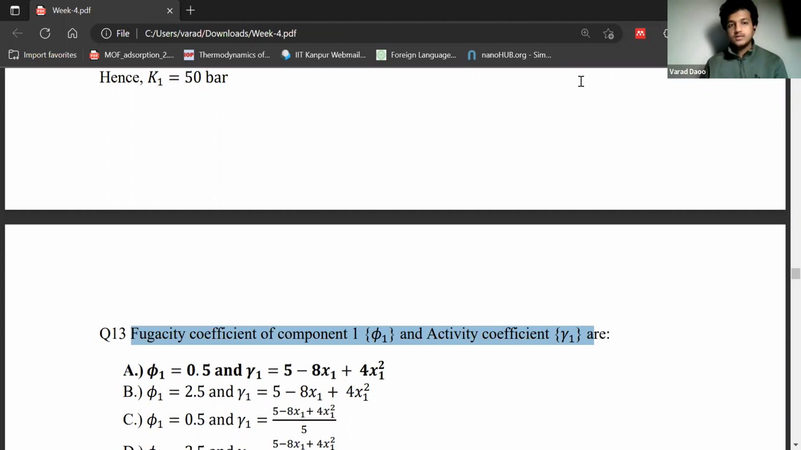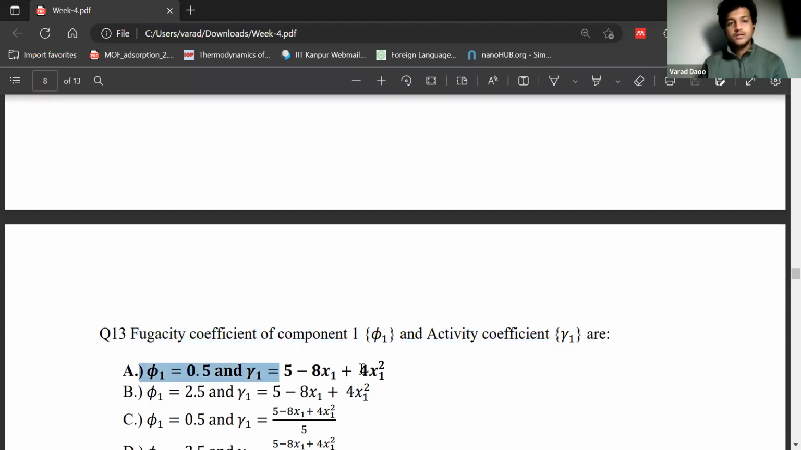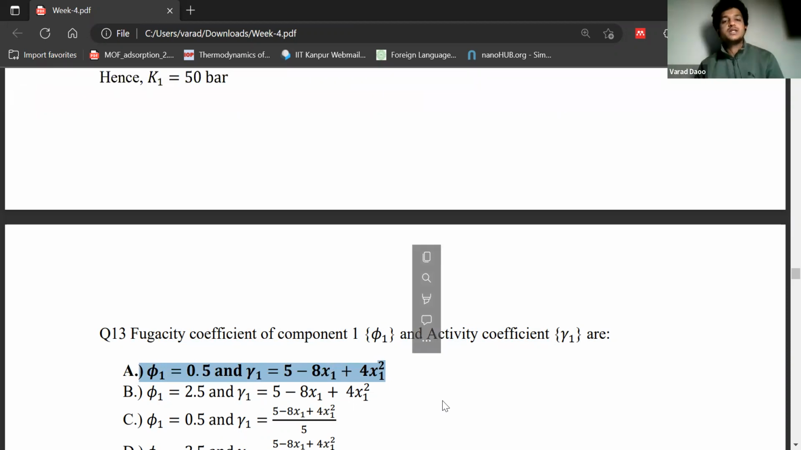Okay. Anybody got the answer? The correct answer is option A. Phi 1 is equal to 0.5 and gamma 1 is equal to 5 minus 8x1 plus 4x1 square. Anybody got it?